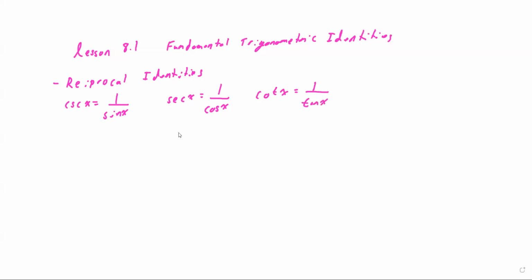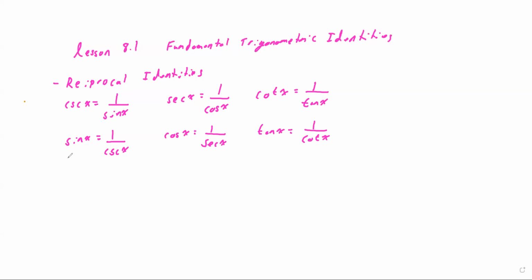And we talked about the flip side of all this is sine x is equal to 1 over cosecant of x. Cosine x is equal to 1 over secant of x, and tan x is equal to 1 over cotan x. Again, that was in chapter 7 that we saw this.